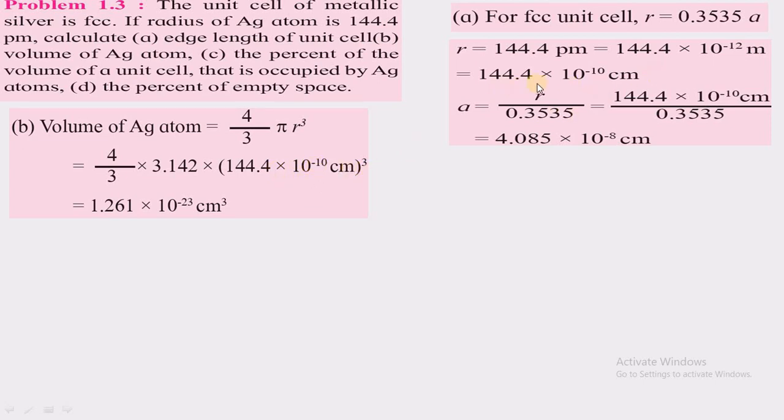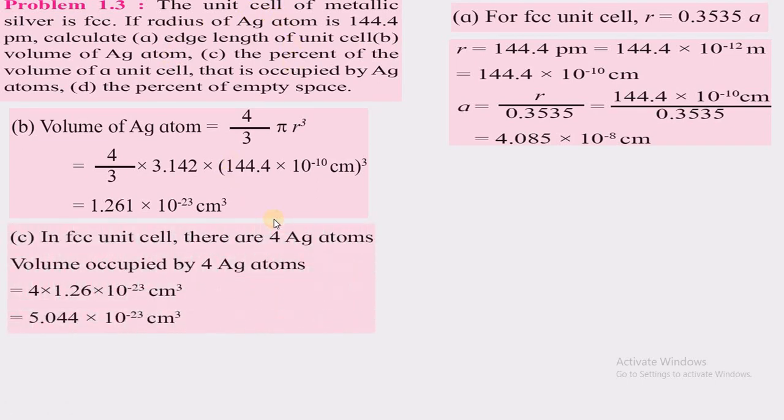Here we have already calculated the radius in centimeter from picometer, and you have to put the value of r, and the volume of an Ag atom will be 1.261 into 10 raised to minus 23 centimeter cube. But in case of FCC structure, there are 4 atoms, hence we will calculate the total volume of the spheres, that is the volume occupied by spheres.